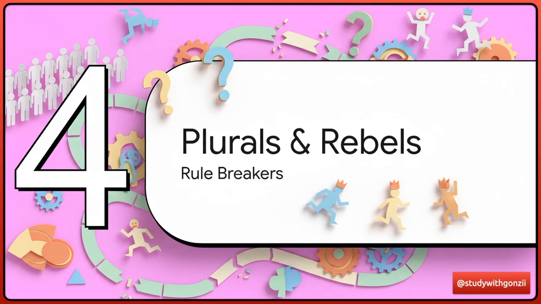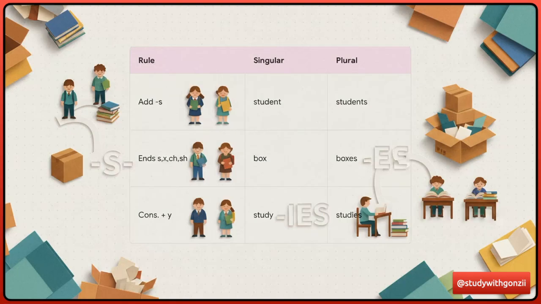Section 4. Plurals and rebels. So we know how to talk about one thing, but how do we structurally talk about many things? And this brilliantly illustrates the mechanics of multiples. Most of the time, making a noun plural in English is an absolute breeze. Just look at the first row. You simply add an S. Student becomes students. Book becomes books.